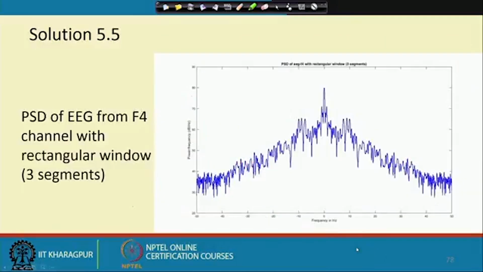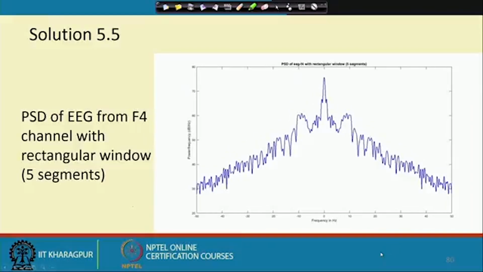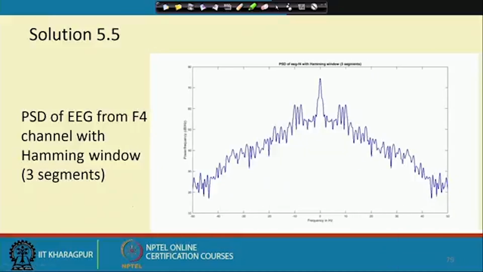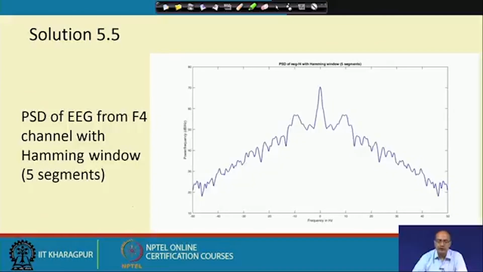Next we go for F4, starting with the signal of the 3 segments with the rectangular window, and then we look at the average of the 3 segments, first for the rectangular window, then the Hamming window, then we look at the average of the 5 segments of the rectangular window. We see it has become more smooth than the 3 segment version, and when we go from the rectangular window to the Hamming window, it becomes even more smooth.